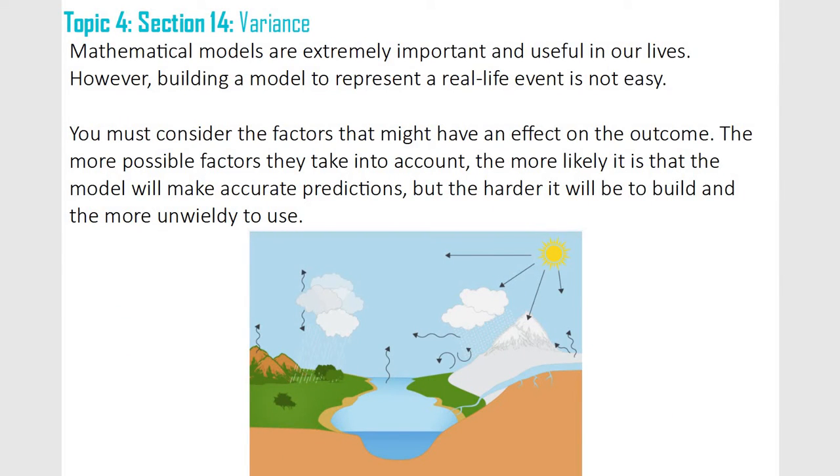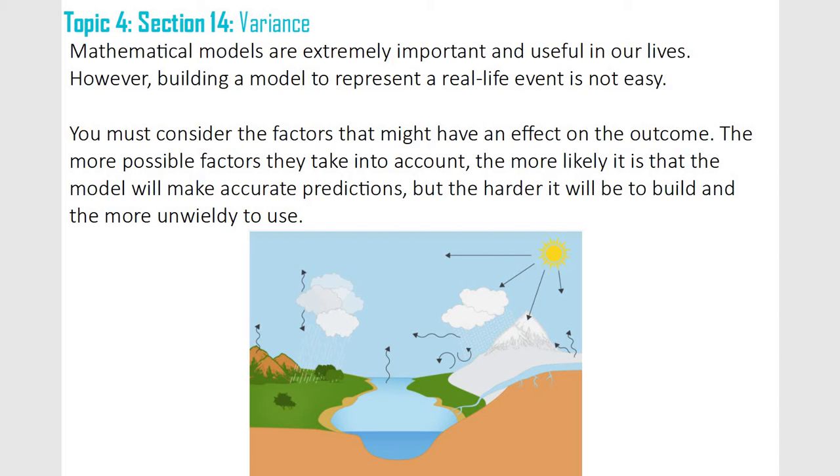Hello. Today we're going to talk about Topic 4, Section 14, Variance. So, we know that models are really important and useful, but to make one that represents a real life event is difficult. Just think about the equations they have to use to predict the weather. Lots of things can affect the weather, and if we make a variable for each of these things, that can make a very complex equation.